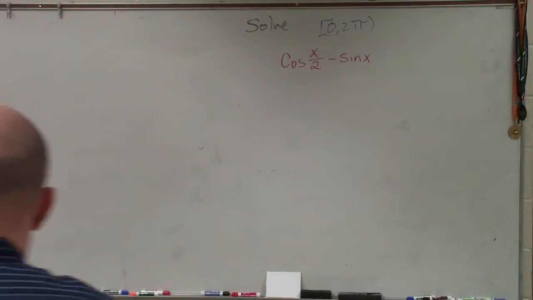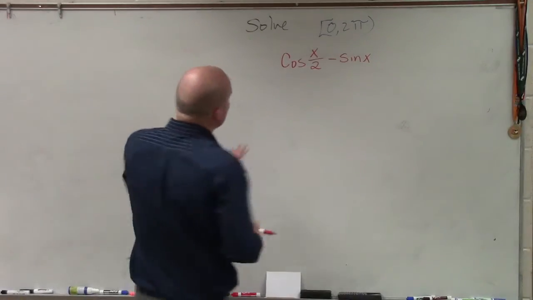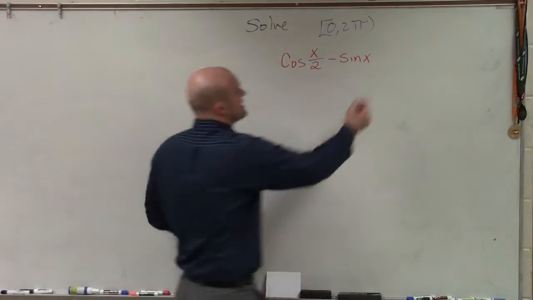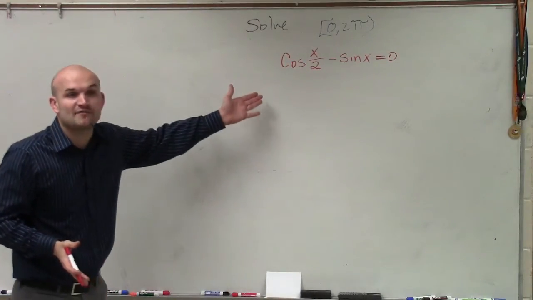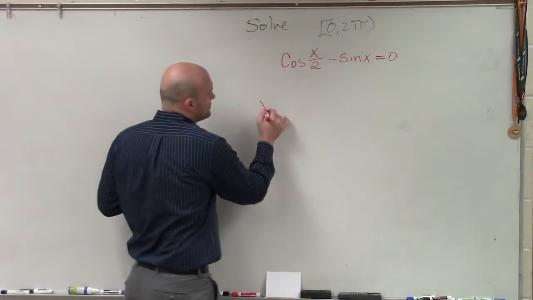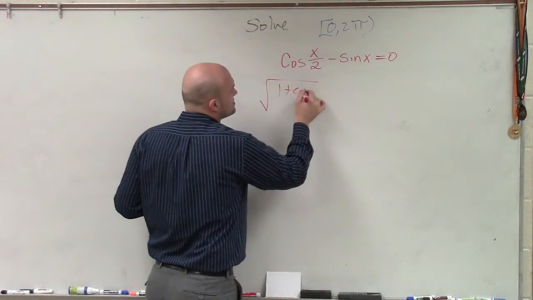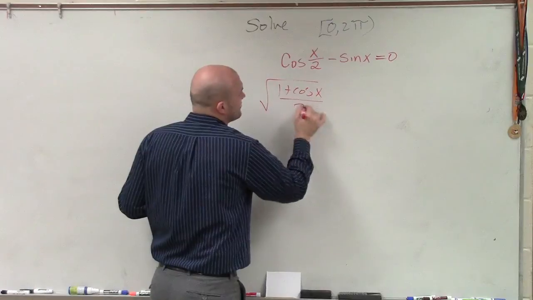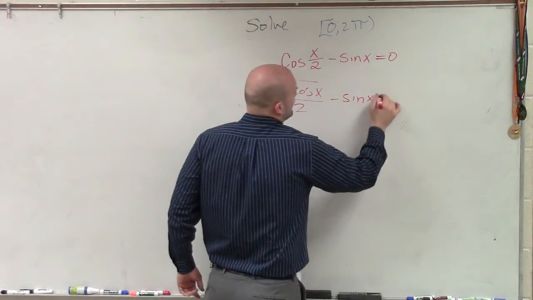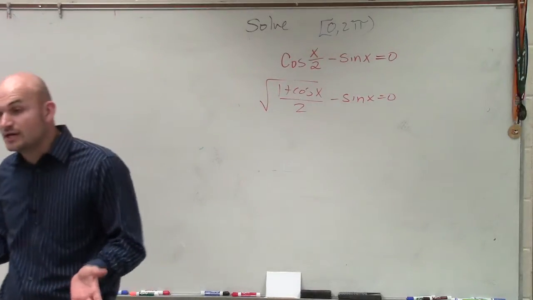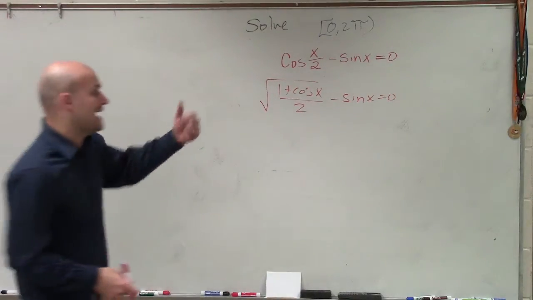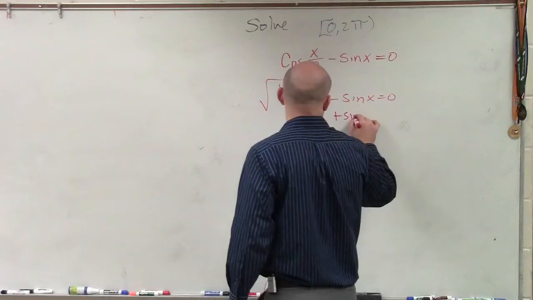All right, so Miranda, on this problem, the first thing we have is this set equal to 0. Okay, so the first thing we want to do is now substitute in our half angle formula. So Kevin, what I'll do is I'll rewrite this as the square root of (1 plus cosine of x) divided by 2, minus sine of x equals 0. Now, like the last problem, we need to make sure we have it isolated before we can undo the square roots. So I'll add the sine of x over to the other side.